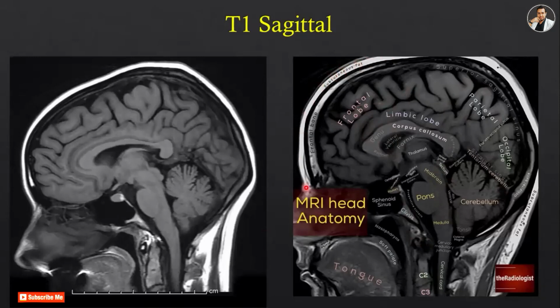This is the bone. This is the subcutaneous fat of the skin. The upper part is the skin. The lower part is the bone. The black part is the bone.